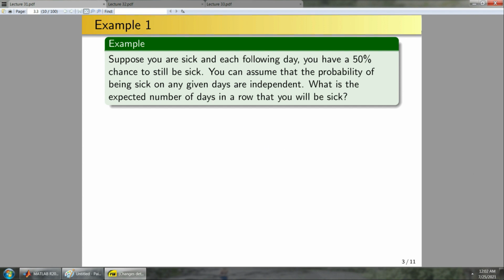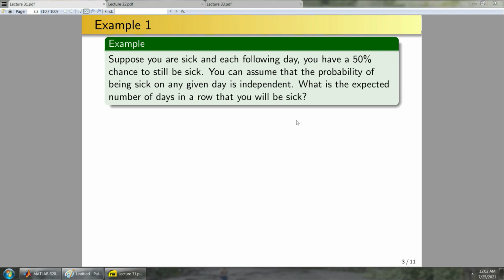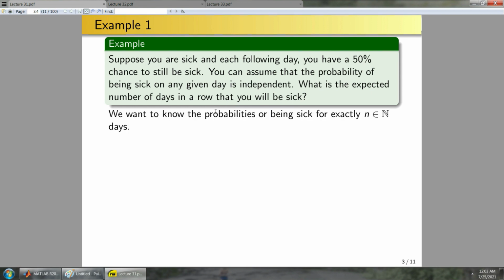Well, here, since there is no upper bound for the number of days that I can be sick under this scenario, we want to know the probability of being sick for exactly any natural number of days. So what we're going to do is look at the first few natural numbers and find what the probability of being sick is and see if we can find a pattern.